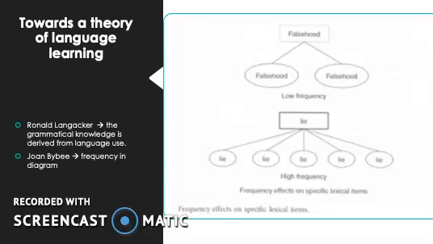Joan Bybee showed this in a frequency diagram, as you can see on the PowerPoint. Some words are more often used, which results in better knowledge of the words and their grammar. In the diagram, you can see that the word lie is more often used than the word falsehood. In the diagram, it's represented with multiple boxes showing how frequently a child hears the word.